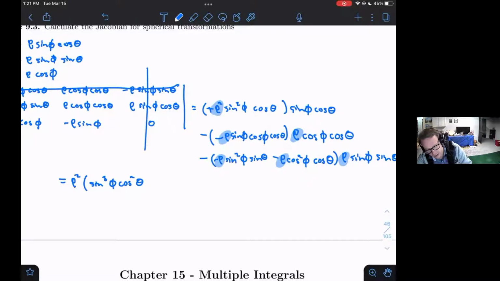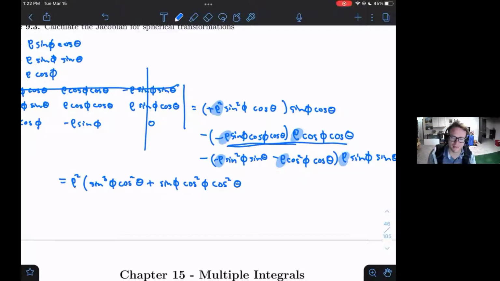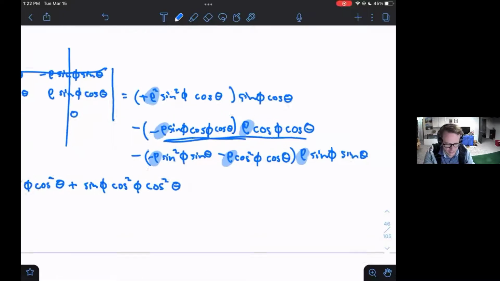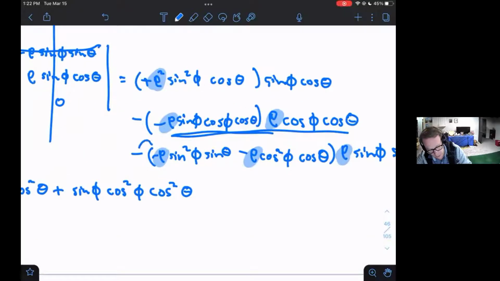Next up, we have minus a negative, so that's going to be plus here. Let's try to keep all of our phis up front. So I'm going to do sine phi cosine squared phi, and then I have cosine squared theta. Again, that was this bit right here, just trying to simplify, and I'm going to write my phis before my thetas to keep some sanity. All of these negatives cancel out because you would have to distribute this negative, and so it's all going to be positive here.